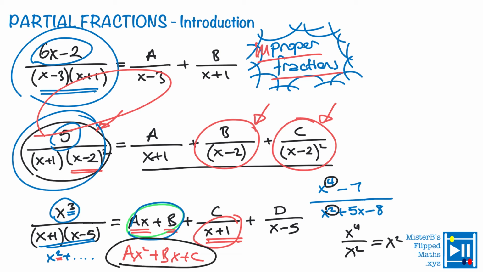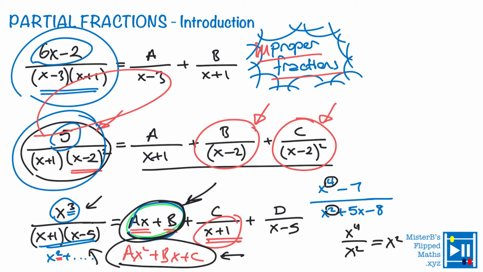Most probably, within the scope of P4, you won't end up with a quadratic like this. It's always going to be a difference of 1 degree between the numerator and the denominator, so you will write ax plus b only. However, it is good to know how you end up with these expressions here, just in case.